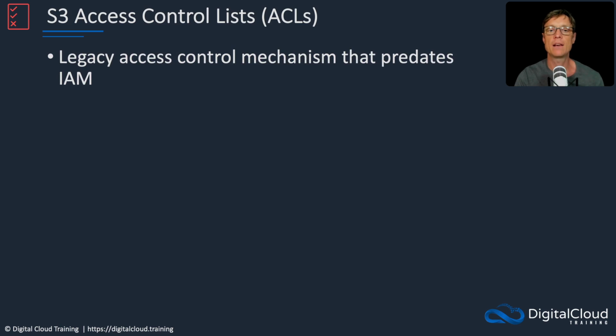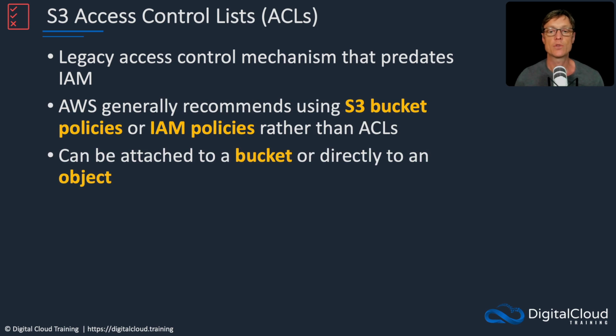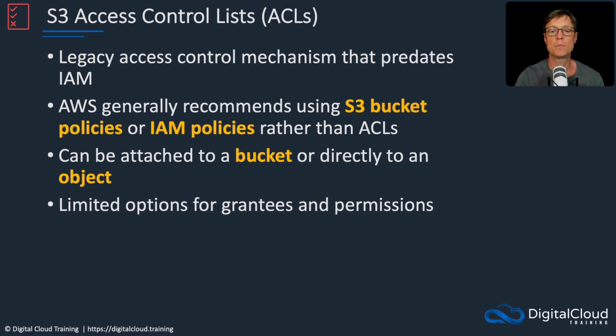Lastly, we have access control lists. These are really a legacy access control mechanism that predates Identity and Access Management. AWS generally recommends that you try and use bucket policies or IAM policies rather than using ACLs. They can be attached to a bucket or directly to an object. So a bucket policy is always at the bucket level, whereas an ACL can be specified at the object level as well. There are limited options for grantees and permissions. We'll see this in the hands-on. It's not as powerful as using the access policy language.